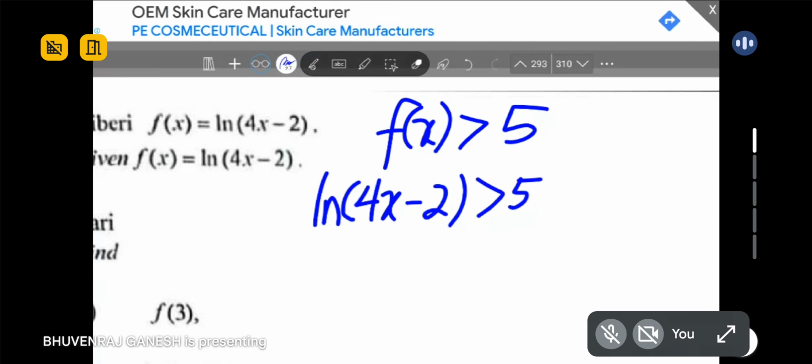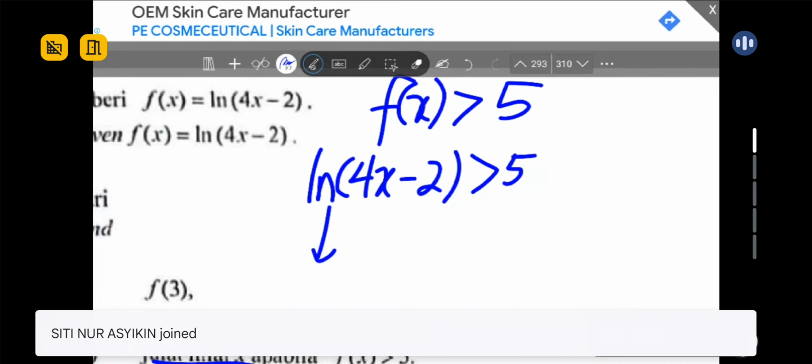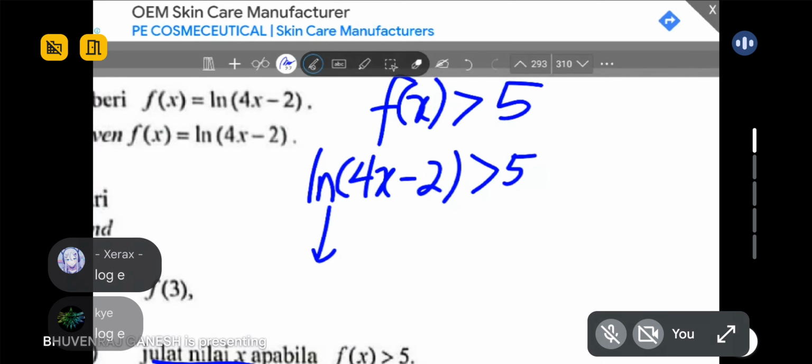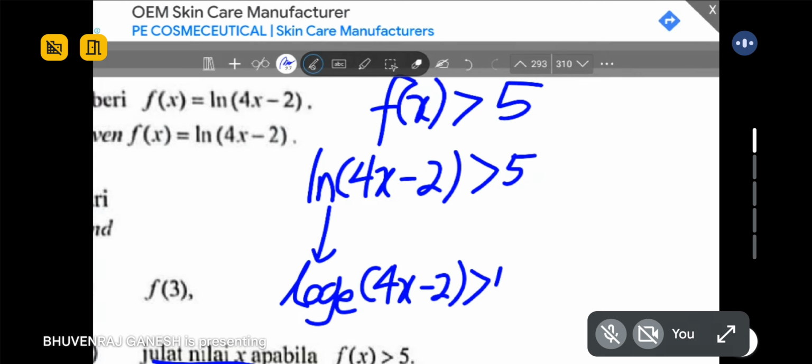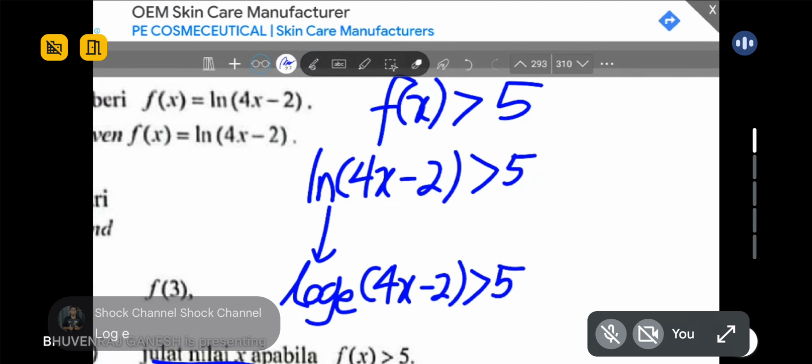So guys, may I know ln? What is another term I can use for ln? Apa lagi satu sebutan saya boleh ganti ln? Yes, log base e. Remember guys, ln is always log base e. Okay? So you get something like this.